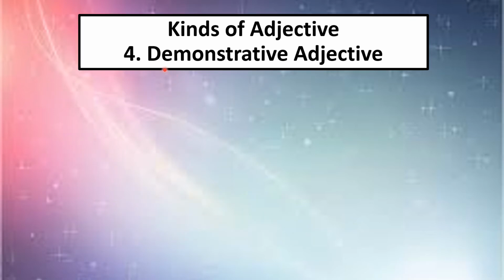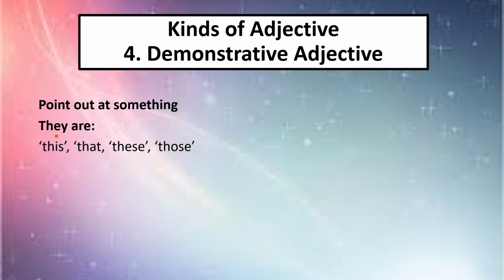Let's move on and talk about demonstrative adjectives. Demonstrate means to point out at something. So demonstrative adjectives are used to point out at nouns. They are this, that, these, and those. Let's use them in sentences. Here is the first one. This house is ours. So this here is pointing out at house, which is a noun. So this here is the demonstrative adjective.